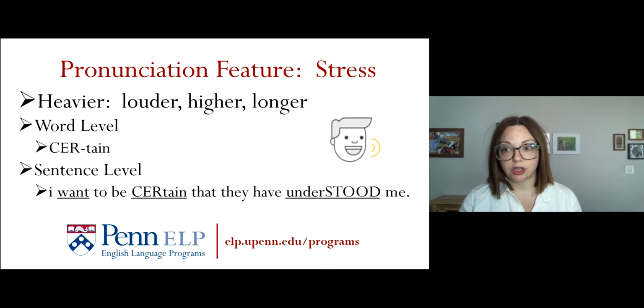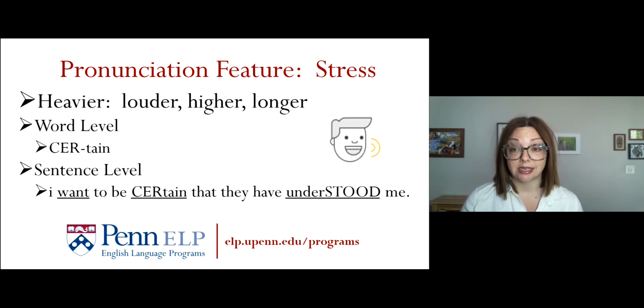The second type of stress is sentence level stress. And in English, we tend to say words like nouns, verbs, and adjectives with greater importance because those are the words in the sentence that carry meaning. We tend to say words like articles, prepositions, or pronouns softer or faster because they're not as important. They don't carry the meaning in a sentence.